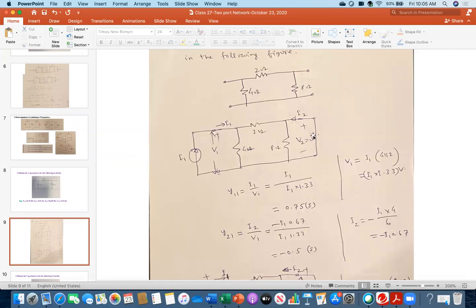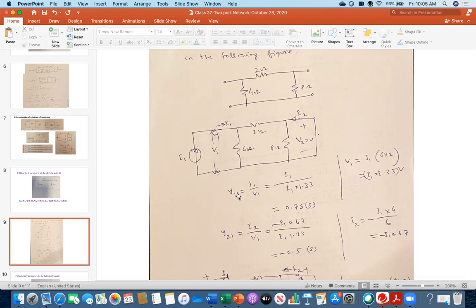But because this is a short circuit, the 8 ohm is shorted out. So 4 ohm is in parallel with 2 ohm, as I'm writing on the right side. So V1 is Ix multiplied by 4 parallel to this 2. I got 1.33, so Ix multiplied by 1.33 volt.